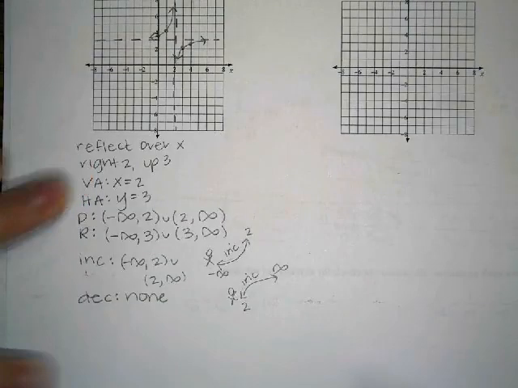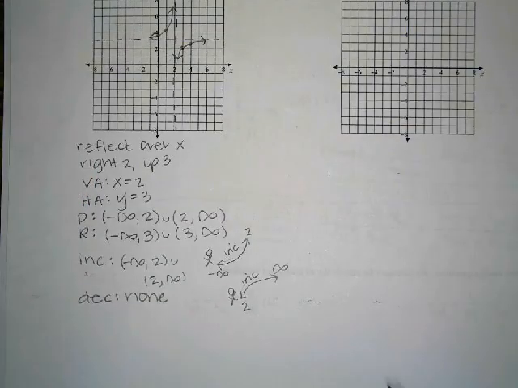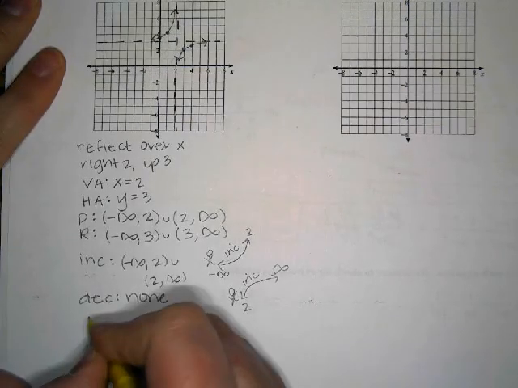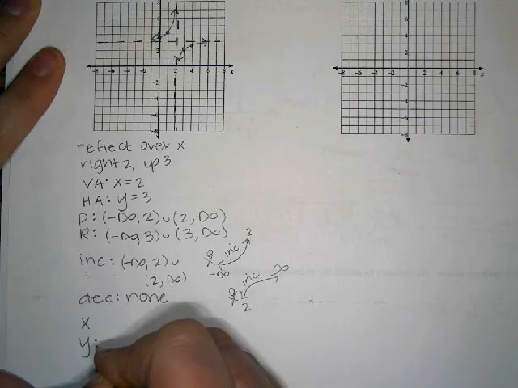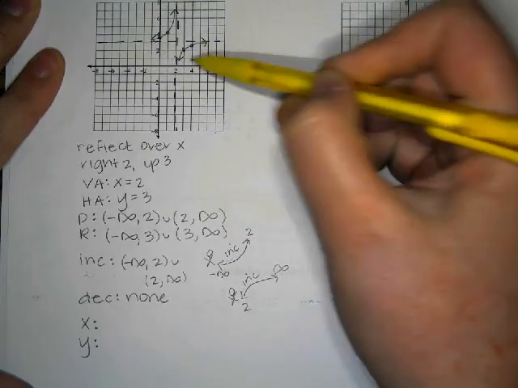They didn't ask for the max and min, but if they had, there's no mountaintops or valleys for these graphs. We're going to find the x and the y intercepts. If I look at the picture, I can see that the x-intercept is going to be to the right of the number 2, and there's only one x-intercept.